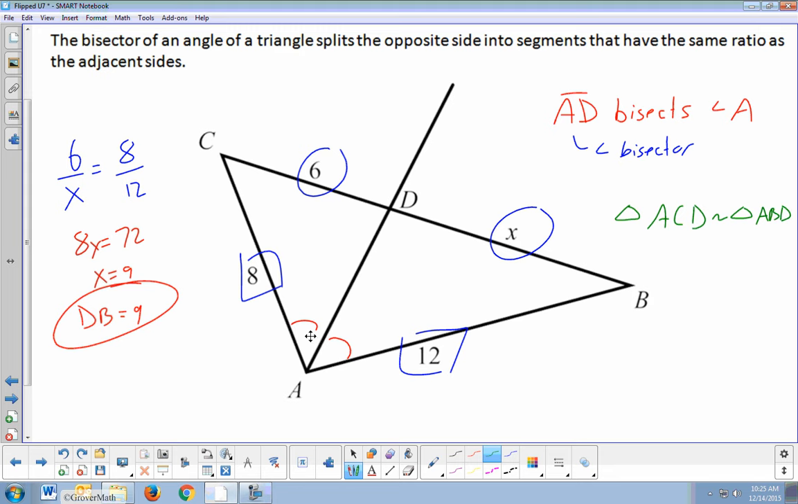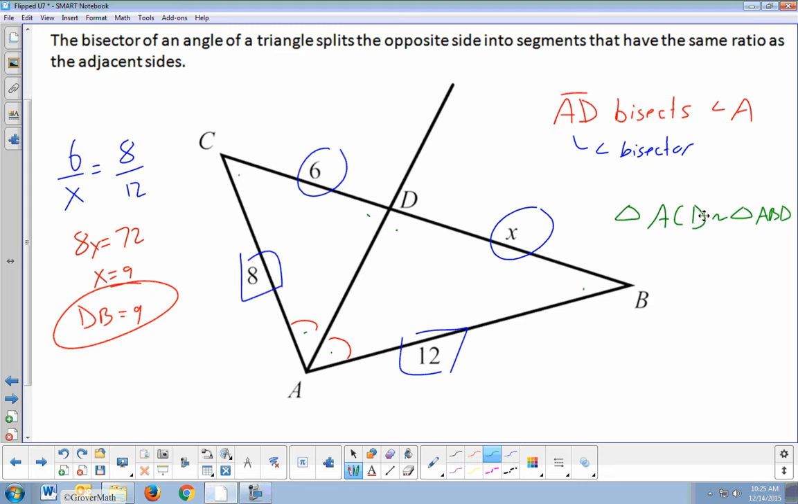Well, we know these angles are congruent for sure. But that's really the only angle congruence we definitely know. We don't know if these angles are congruent or if these angles are congruent. We know that these sides are proportionate. 8 to 12, that's a ratio of 2 to 3, and 6 to x, that's also a ratio of 2 to 3.